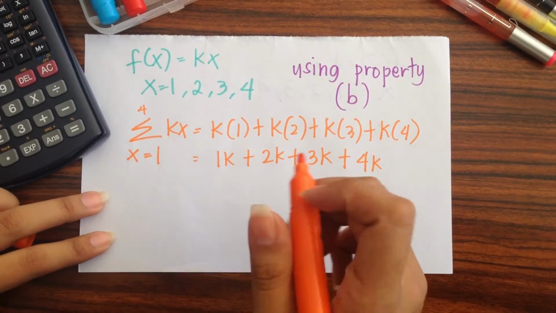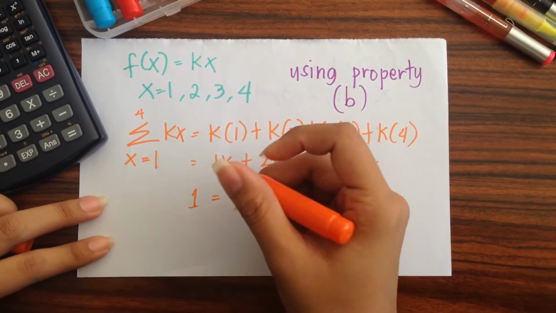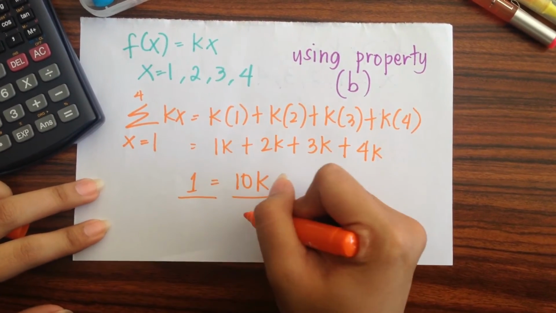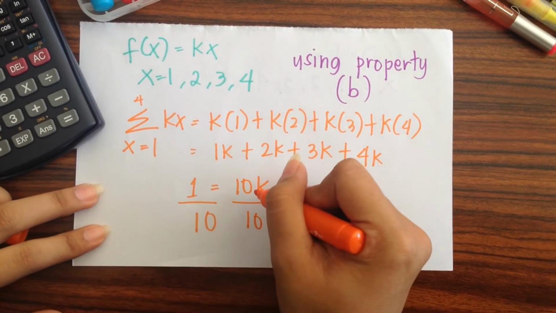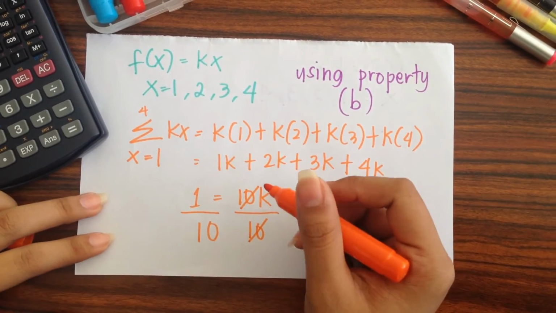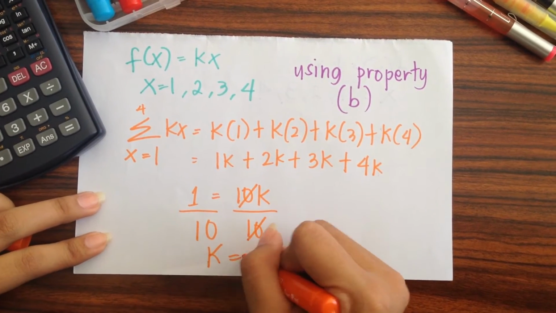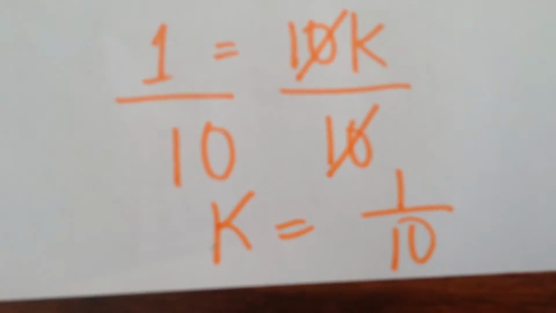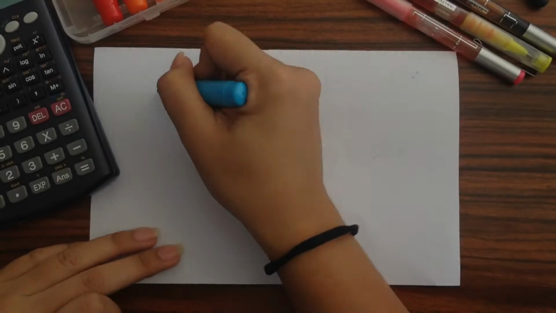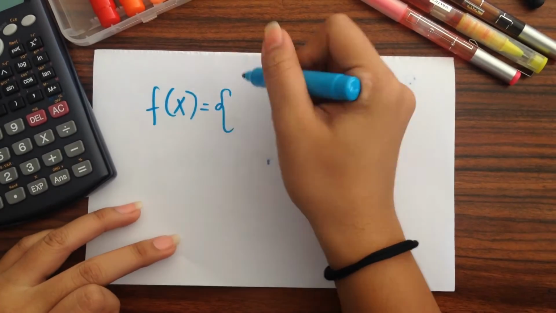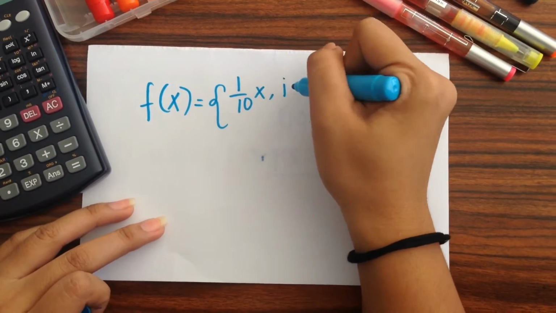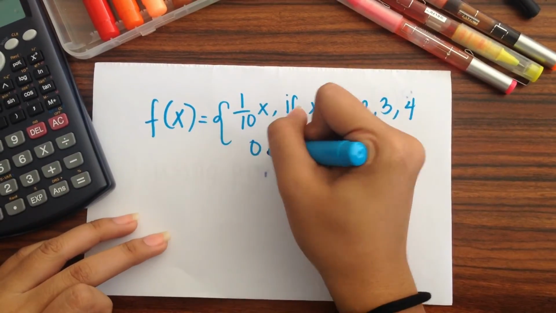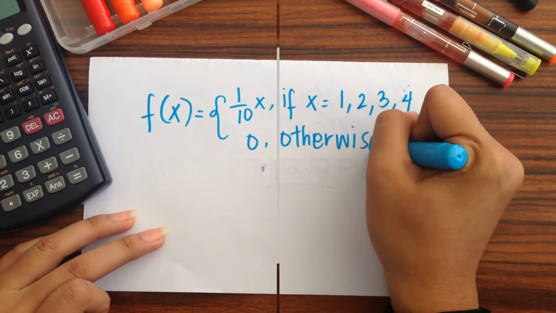Adding this will be 10K. And now, it will be 1 is equals to 10K. Divide both sides by 10, and it will become K equals to 1 over 10. f of x is equals to 1 over 10x if x is equals to 1, 2, 3, 4, and 0 otherwise.